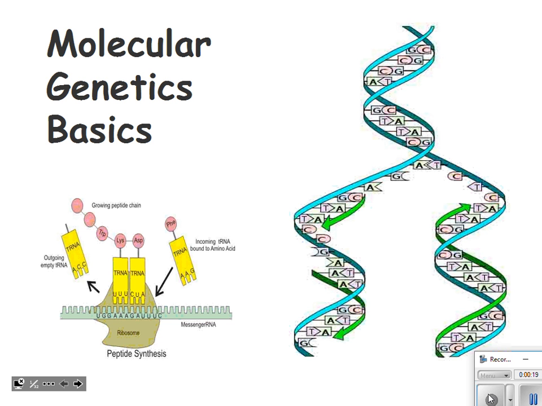Now, this next unit that we're going to be doing is called molecular genetics. We just did genetics and did dihybrid crosses. We did monohybrid crosses, codominance, pedigrees, sex-linked traits. Now we're going to take it even to a smaller level. We're going to talk about the DNA that makes the genes that those traits come from.